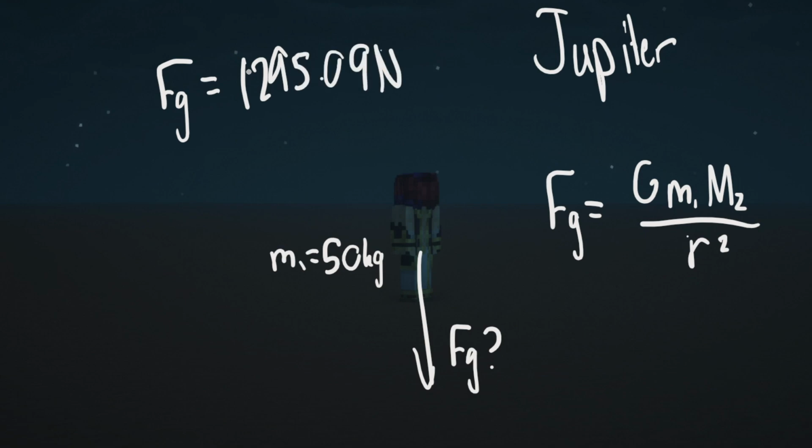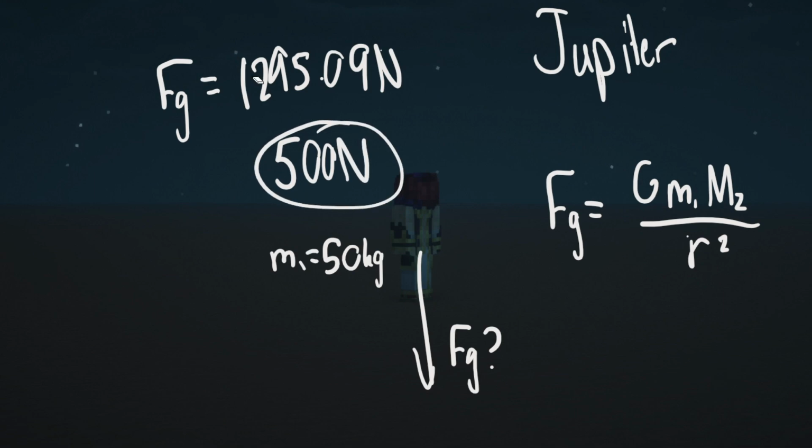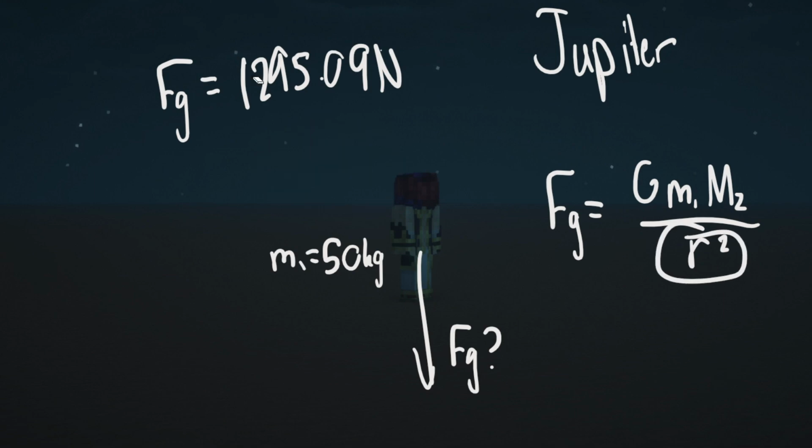so the force of gravity from Jupiter would be 1295.09 newtons, assuming that I'm 50 kilograms. So we can see this number is not too much different from 500 newtons if I was on Earth, right? Mainly because of the r squared being so huge on Jupiter, and the squared makes it even bigger. So we can see that the gravity of Jupiter is not too much bigger than Earth.